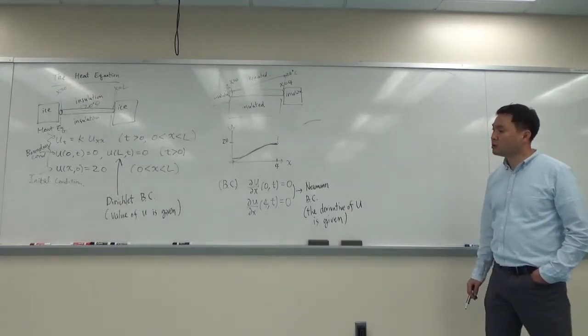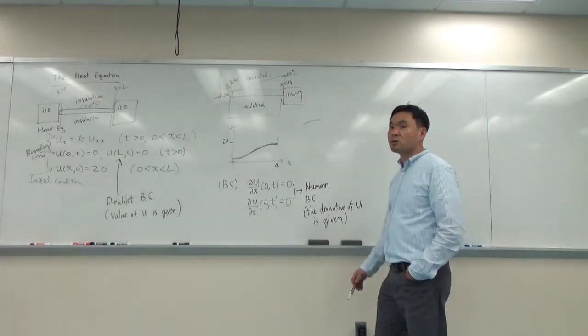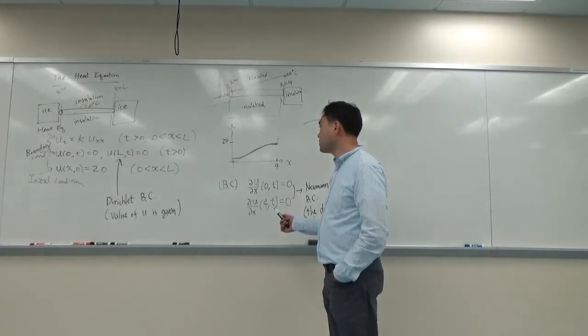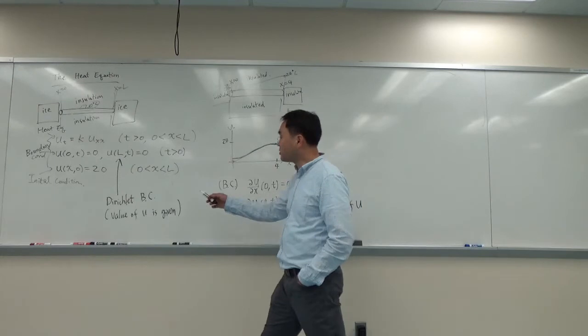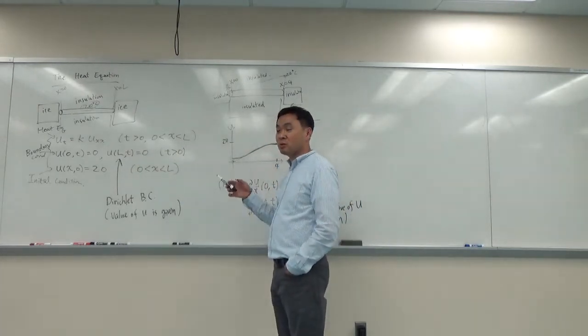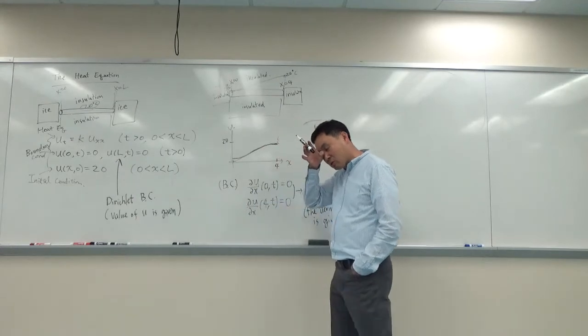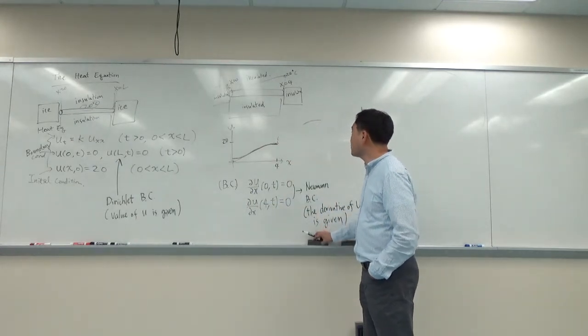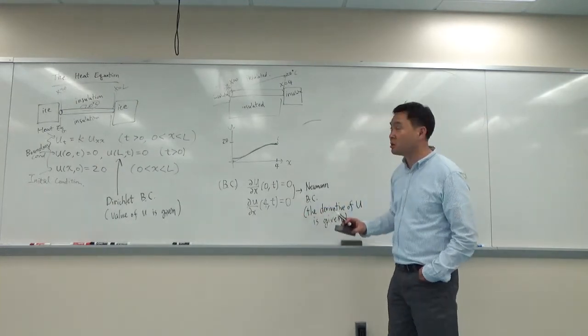Okay, and then there's still another kind of boundary condition where you have a mix of this. So you might have this plus this equal to some value. That's called the Robin boundary condition, and I'm not sure if we have time to do that. Probably not. Okay, but there is still another boundary condition.